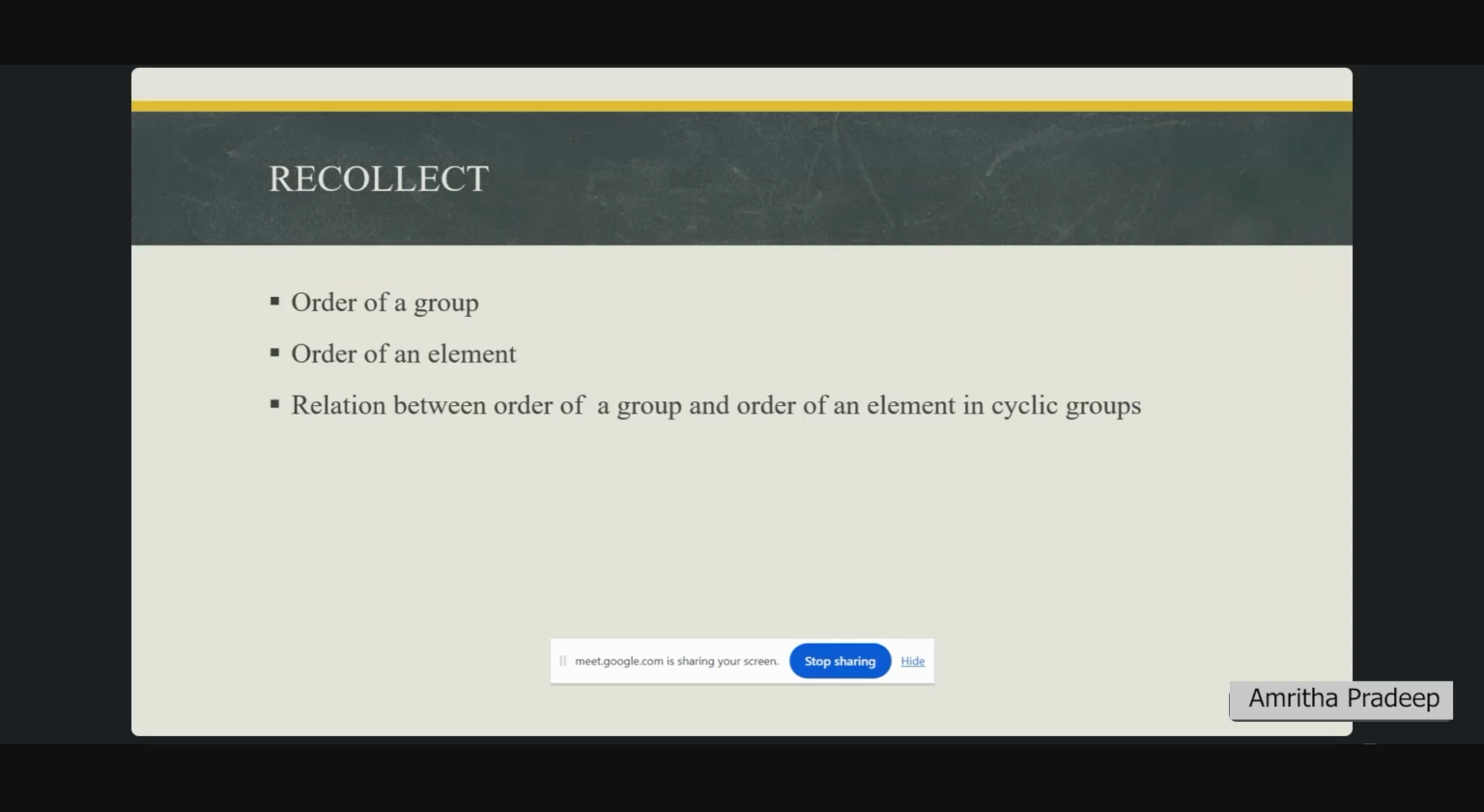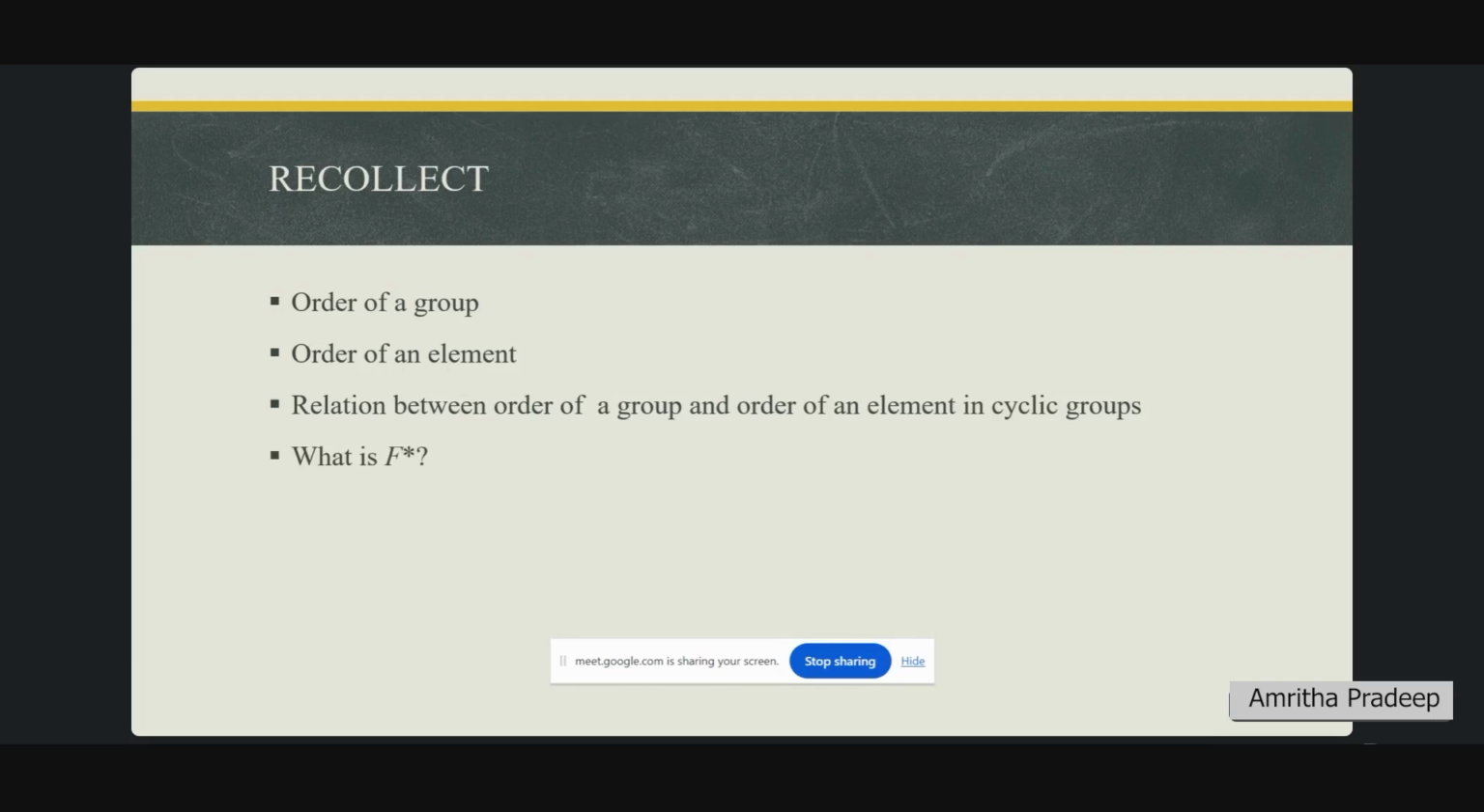Right. Because in a cyclic group, we must have a generator, and that generator should be having that many elements as the group. So, for example, in Z4, as I've mentioned, order of 1 is 4. And we also know 1 generates Z4. Right. So in any cyclic group, there will exist an element whose order will be equal to order of the group.